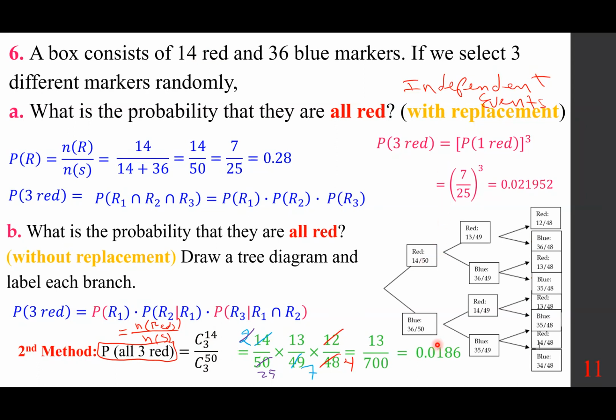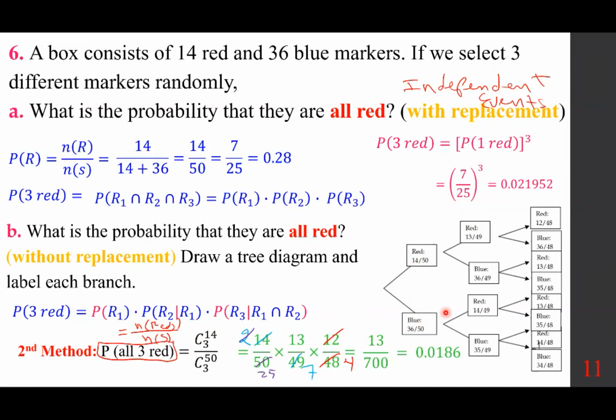Again, the first stage, look at the first stage. The top is red, the bottom is blue. Let's say we're going to continue with the top being red. And this would be 14 out of 50. This would be 36 out of 50. And I'm not going to simplify it. I want to keep it intact. You'll see in a moment why.